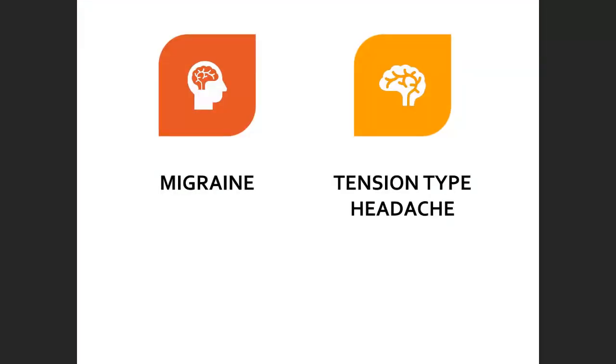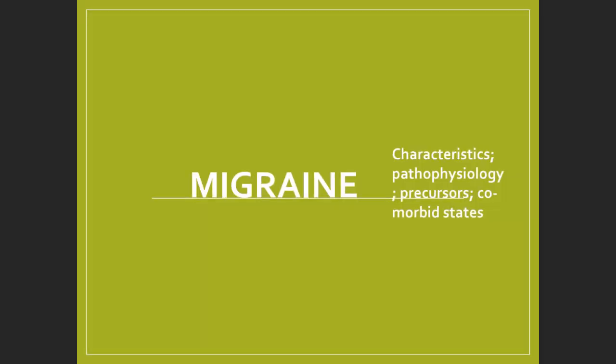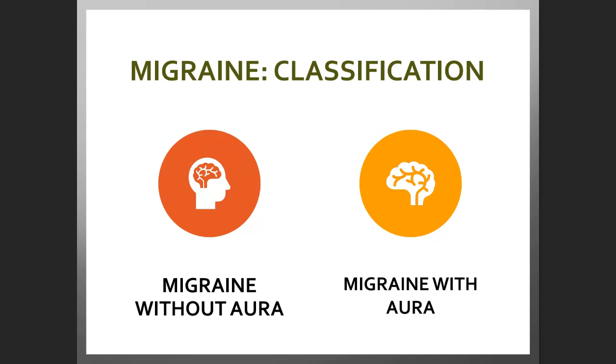Now, the 2 main primary headache disorders are migraine and tension type headache. Migraine is further classified into migraine with aura and migraine without aura.